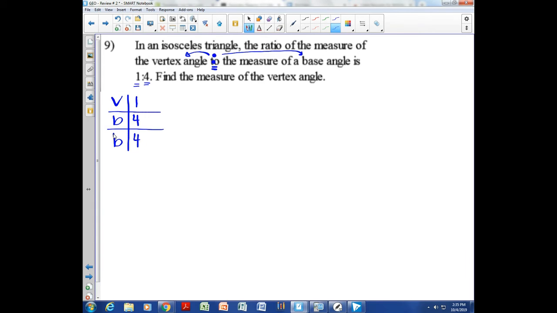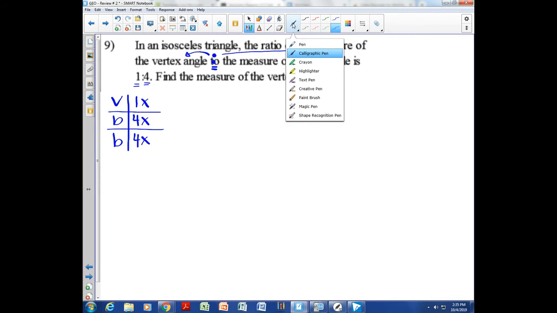And like all ratio problems, once I have the numbers separated, I attach an x, because at the end of the day, as long as we multiply those numbers by the same number, x, we're going to maintain that 1-to-4 ratio. Well, the last part of most ratio problems is coming up with something that's true, an equation where we can solve for x. Well, the thing that's true about all three interior angles of a triangle is that they always sum to 180 degrees.